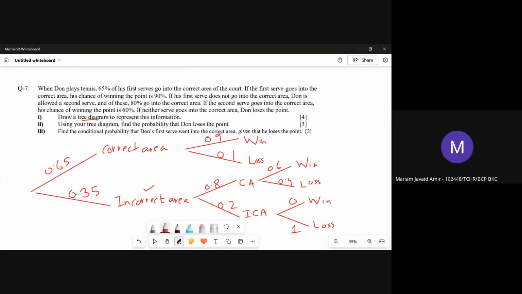Use the tree diagram to represent this information. Done. Use your tree diagram to find the probability that Don loses a point.